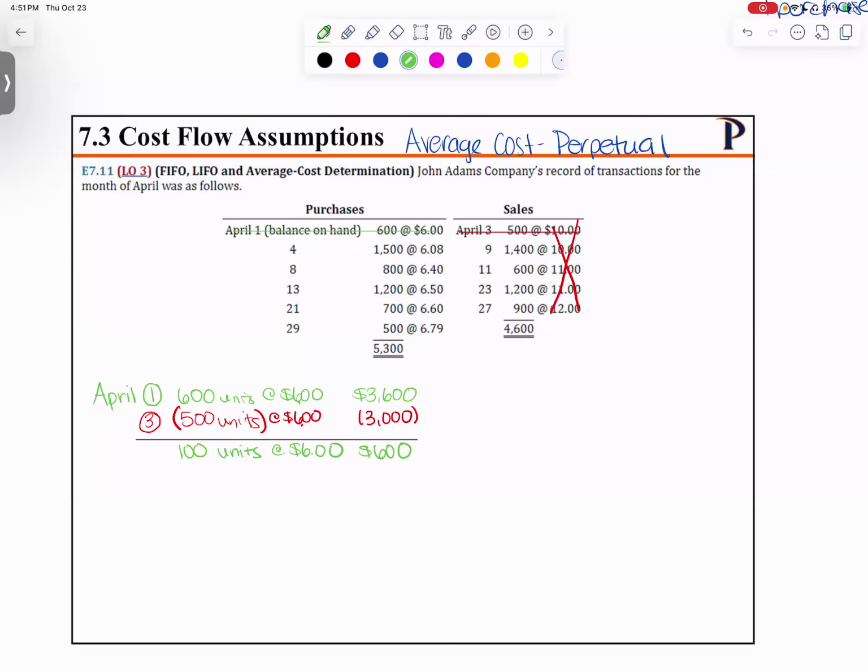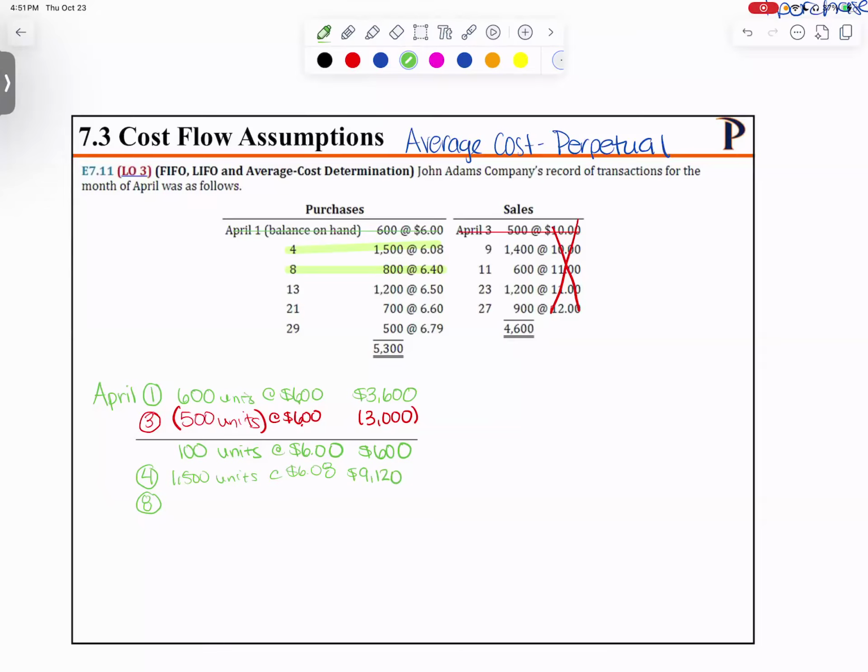Okay, then we have 2 additional purchases. We have a purchase on the 4th and then a purchase on the 8th. So let's go ahead and add those to our inventory balance. On the 4th, we purchased 1,500 units at $6.08. And so the total value of that purchase was 9,120.